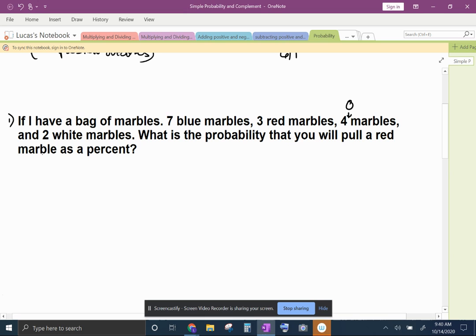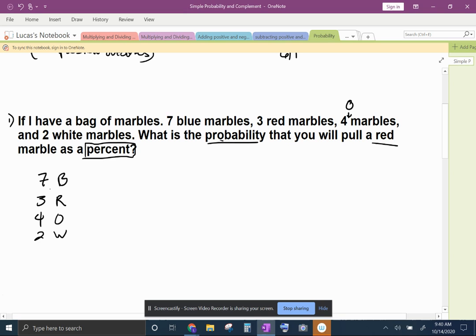Okay, so let's say I have a bag of marbles. And in this bag, we have 7 blue marbles, 3 red marbles, and then 4 orange marbles and 2 white marbles. So there's a lot of different marbles in here. And we want to know what is the probability that we'll pull a red, and then we want to express that as a percent. So we can express it as a fraction, then move it to a decimal, and that helps me move it into a percent.